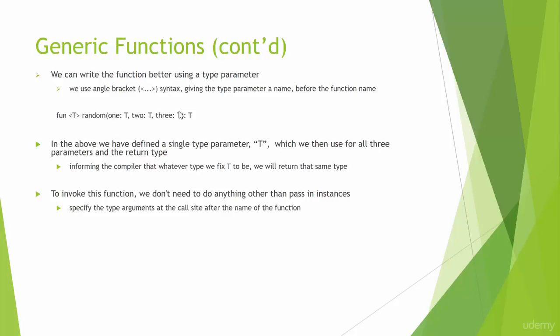To invoke this function, you don't need to do anything other than pass in instances. So you specify the type arguments at the call site after the name of the function. For example, you say random greeting string. You say random and you pass in 3 strings. And that's going to automatically return a string. You don't have to cast. You don't have to do anything. You can call that function without using the angle brackets.